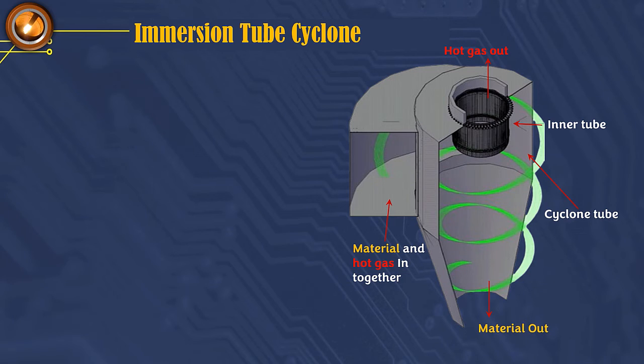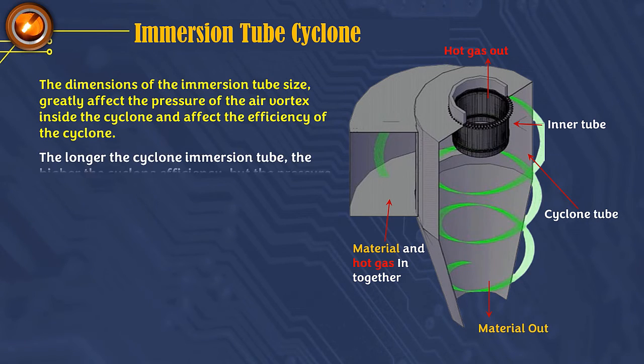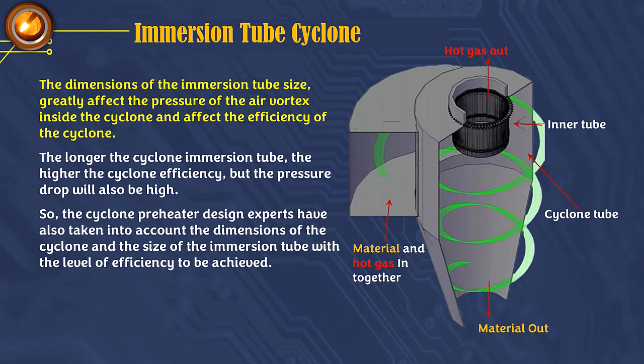Immersion tube cyclones. The dimensions of the immersion tube size greatly affect the pressure of the air vortex inside the cyclone, and affect the efficiency of the cyclone. The longer the cyclone immersion tube, the higher the cyclone efficiency, but the pressure drop will also be high. So, the cyclone preheater design experts have also considered the dimensions of the cyclone, and the size of the immersion tube with the pressure drop and cyclone efficiency to be achieved.